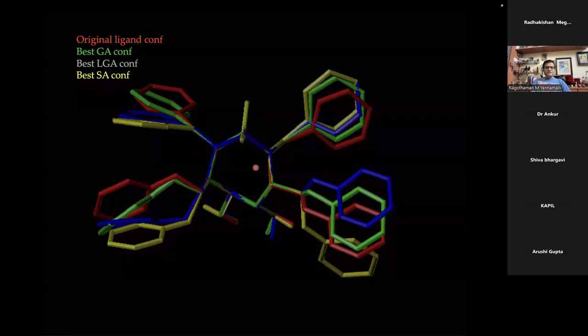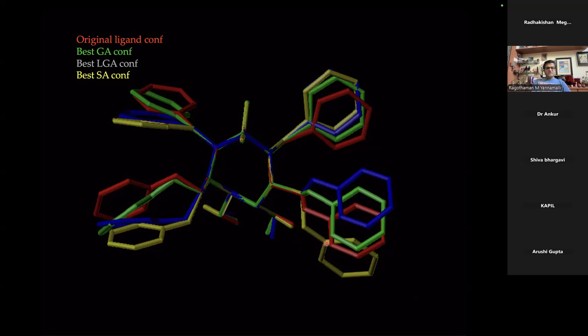So here, the one in red is the original ligand. The one with the genetic algorithm or the local search is in green. The Lamarckian genetic algorithm is shown in gray. And then you have blue, and then the simulated annealing in yellow. Okay, so you can see that with each, you have different solutions.